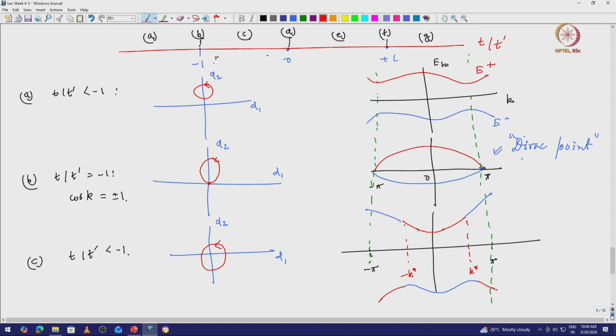So, we have drawn this phase diagram as a function of T by T prime. This is the region in which T by T prime is less than minus 1. So, that means d2 never changes sign, d1 does change sign, and the band structure will not have a band touching point, and so the valence band and conduction band will be separated. So, this is an insulator, and this is a trivial insulator.